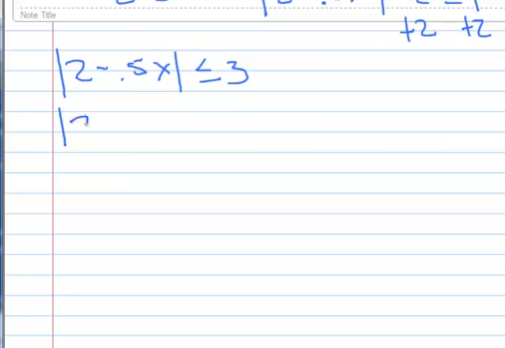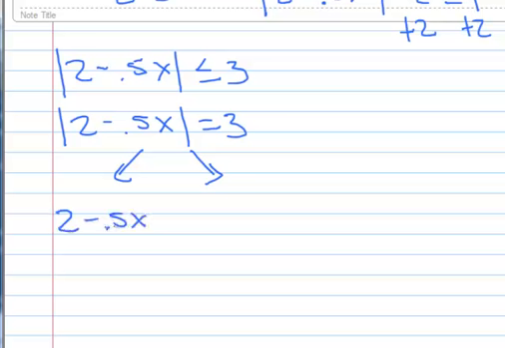Now at this point, I'm going to rewrite this: the absolute value of 2 minus 0.5x equals 3. So I kind of just arbitrarily get rid of the inequality and make that an equal sign. Now I can split this apart into 2 equations. So this becomes 2 minus 0.5x equals 3. The other side becomes 2 minus 0.5x equals -3.